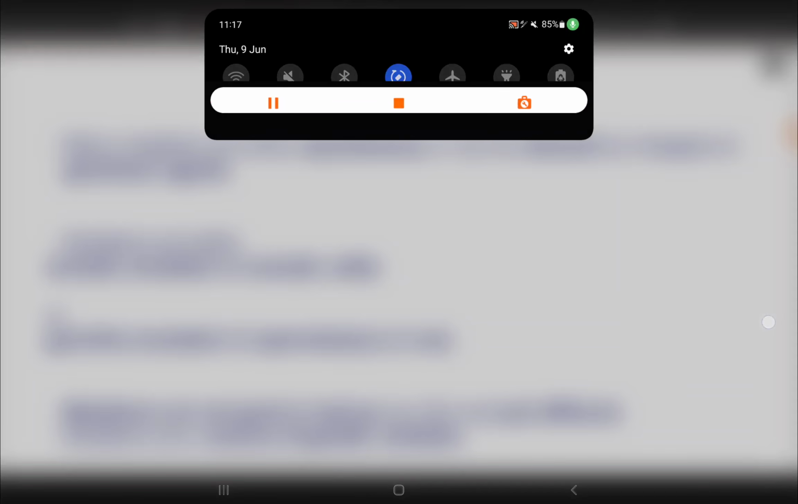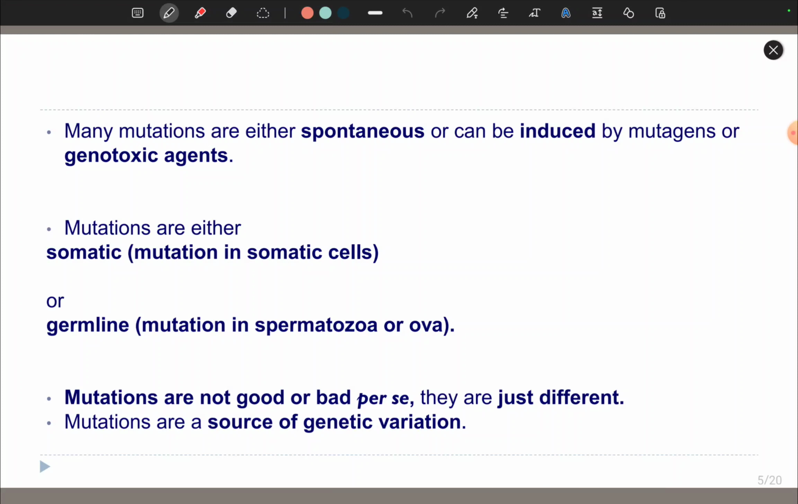Spontaneous mutations, most of the time they get repaired. They happen, they get repaired. If the repair system fails, then you get disease. You get some abnormalities or accumulation of these mutations and then a pathology.